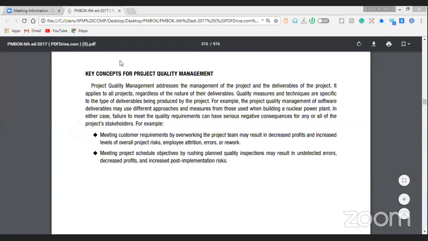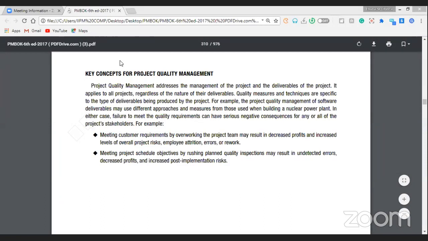So if you want to create a deliverable using a website for a case study, the quality measures and techniques will be specific to the functionalities you want to have on that website. Do you get what I just said now? The functionalities on the website will determine the kind of quality measures and techniques that you will use. All right, that's very, very important.